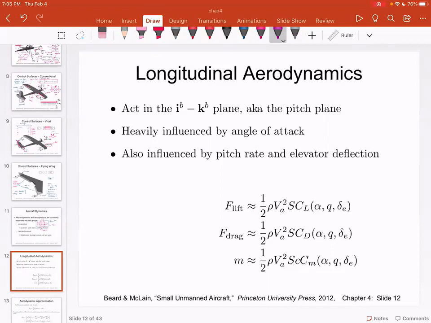What I want to emphasize here is that when we talk about aerodynamics, we are trying to look at lift force, drag force, and the moment. Lift force, drag force, and moment are studied in the pitch plane, and this pitch plane is nothing but the body IB, JB, KB type of plane. Now, this longitudinal aerodynamics is influenced by angle of attack. Angle of attack is the angle made by the airfoil with respect to incoming air. It is also influenced by the pitch rate and elevator deflection.